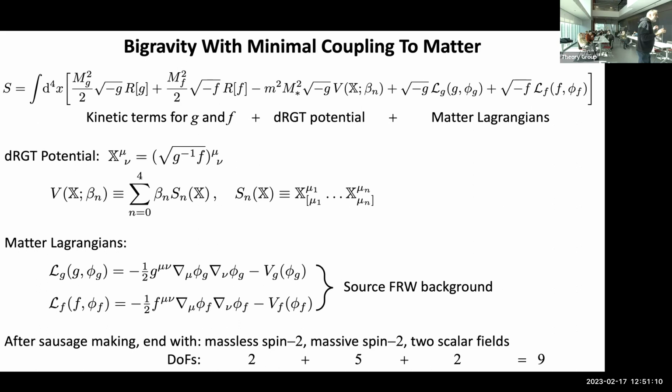So after the sausage making and going through some field redefinitions, you end up with a massless spin-2, the graviton, with 2 degrees of freedom, a massive spin-2 with 5 degrees of freedom, and 2 scalar fields with 2 degrees of freedom, for a total of 9 degrees of freedom. At this point a good question is, are you crazy to do the analysis when you have 9 degrees of freedom to track? Well, probably.